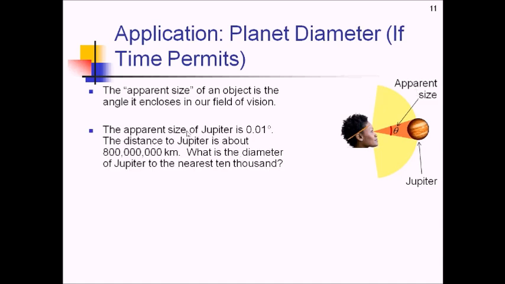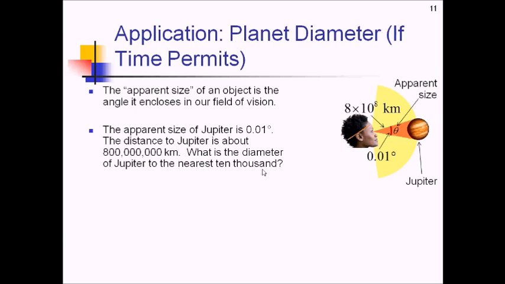So, let's say that the apparent size of Jupiter is 0.01 degrees. Wow, that's pretty small, but then Jupiter is very far away, isn't it? The distance to Jupiter, in fact, is about 800 million kilometers. Ooh, big distance, and we put it in scientific notation to fit it there. We want to know what the diameter of Jupiter is to the nearest 10,000.